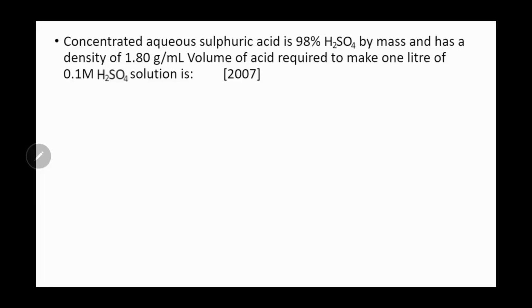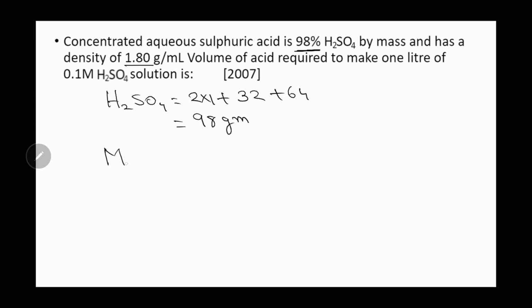So let us see what is already given in this question. We have the mass percent of the solution, which is 98%. The density is given, and that is 1.80 grams per milliliter. Now let us try and find out the molarity of the solution. So the molar mass of H2SO4 is, I don't think I need to explain very much about it, 32 plus 64. So it comes out to be 98 grams. And therefore the molarity should be the molarity of the solution.